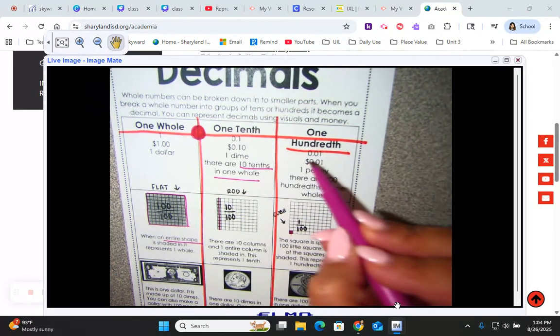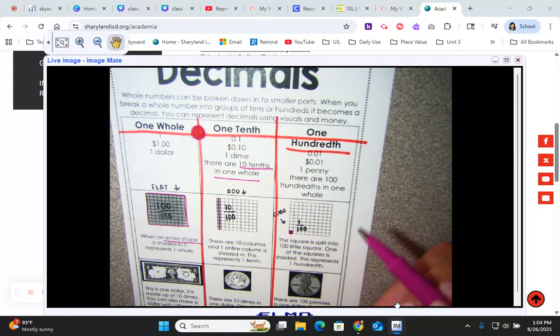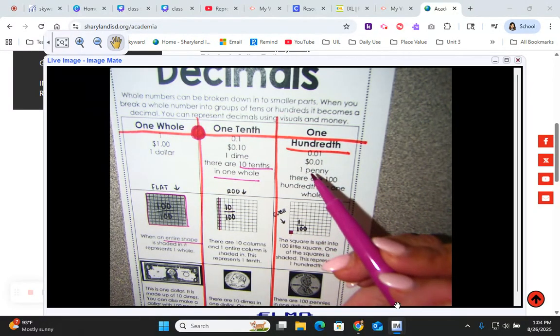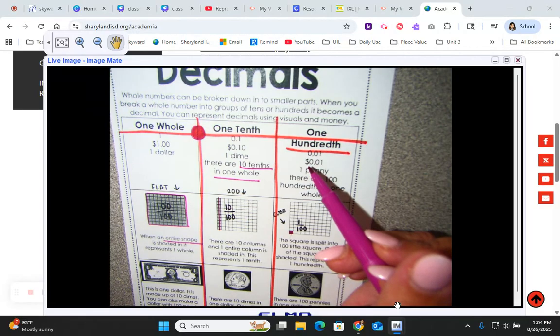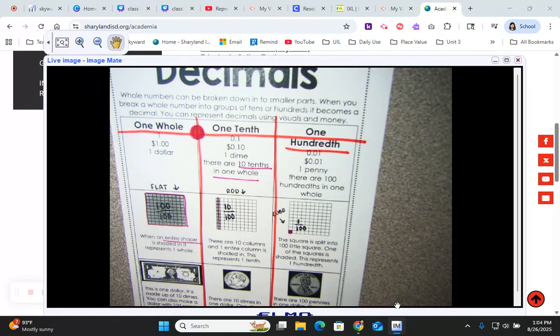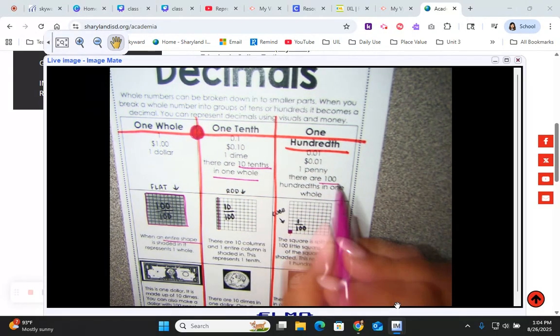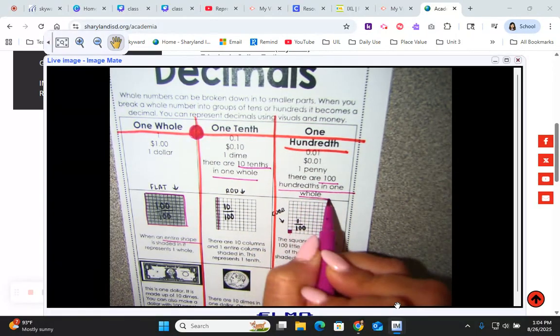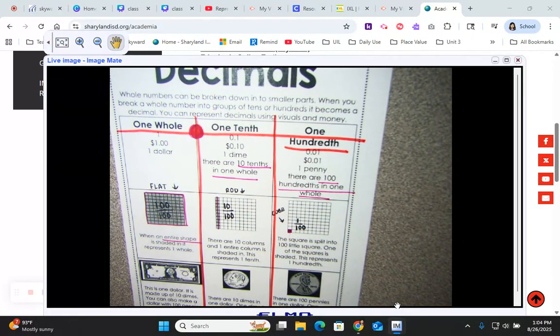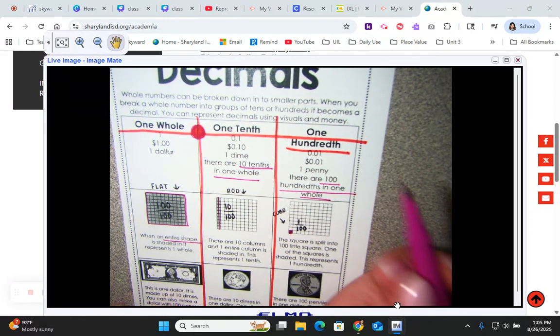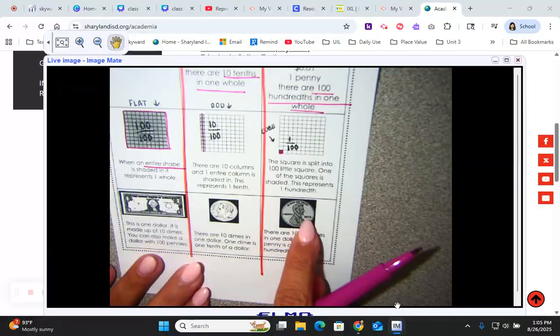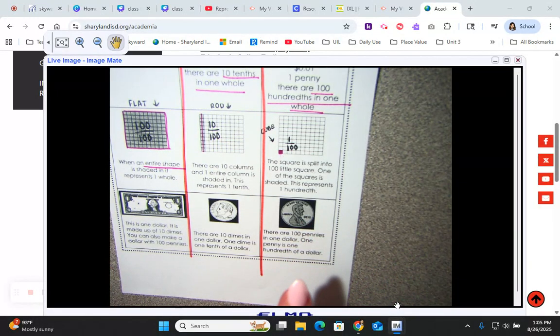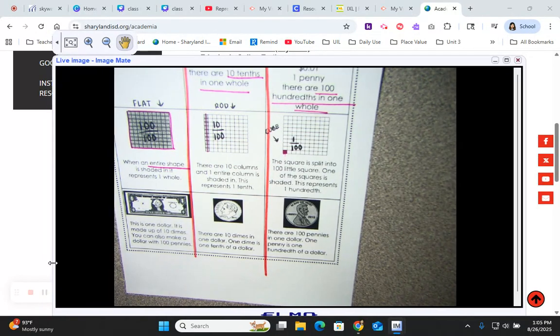A hundredth can be written as 0.01. If I'm talking about money, I can use my dollar sign, $0.01. I need 100 hundredths to make one whole. In money, this is called the penny. And it looks like this. It's the little copper one. We only have one copper coin. Is everybody caught up? Yeah. Okay.